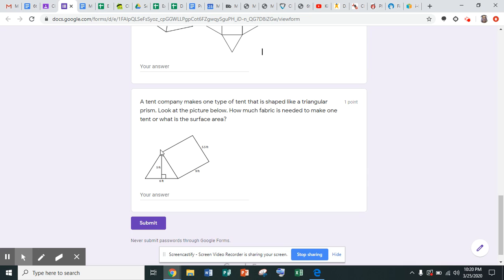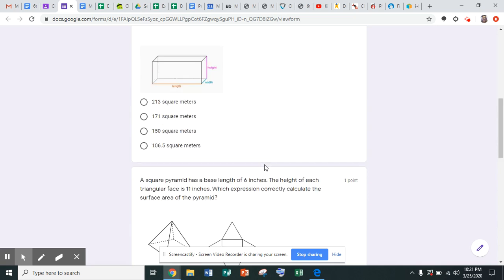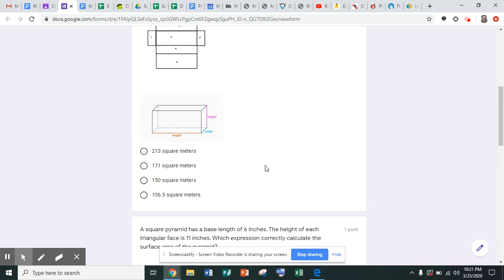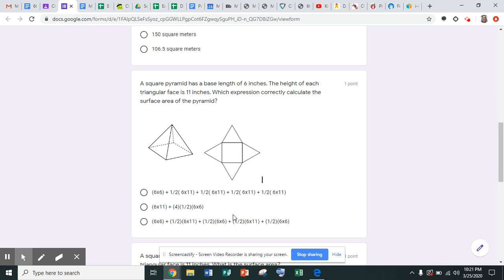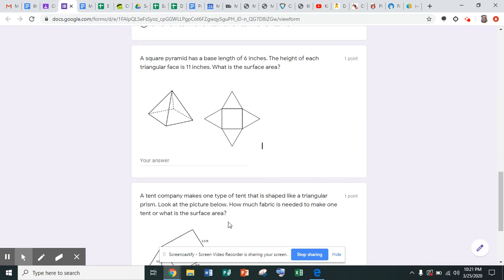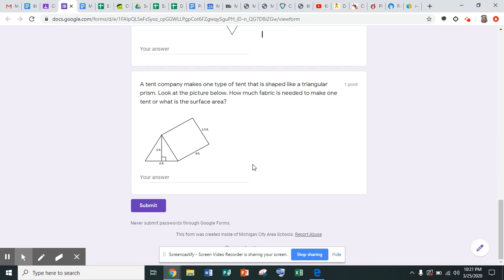Okay, then once you find the areas for all of those, you add them up, and then you find your surface area. Don't forget to label, and because it's area, it will be square feet, square centimeters, square whatever. Just like up here, square meters. Make sure you're labeling your answers if it allows you to.